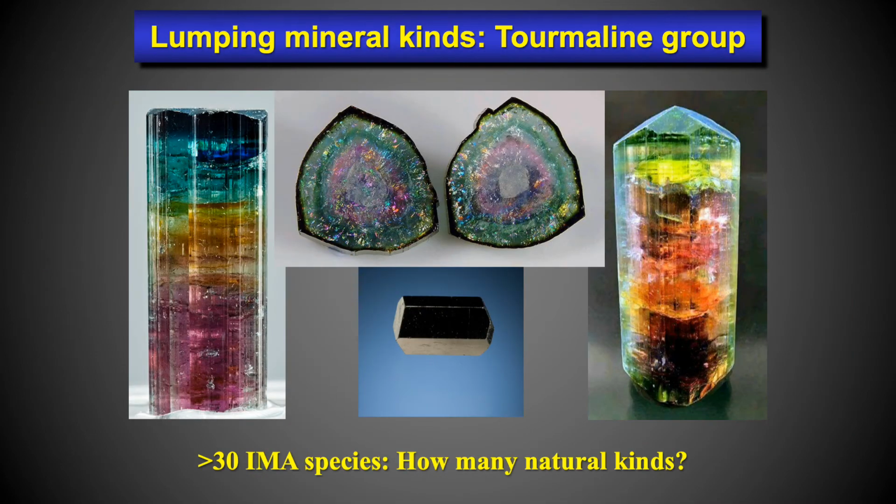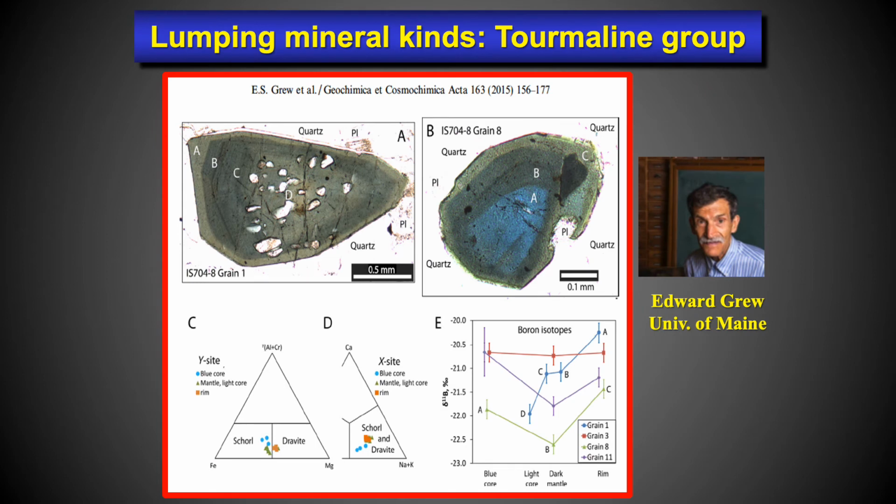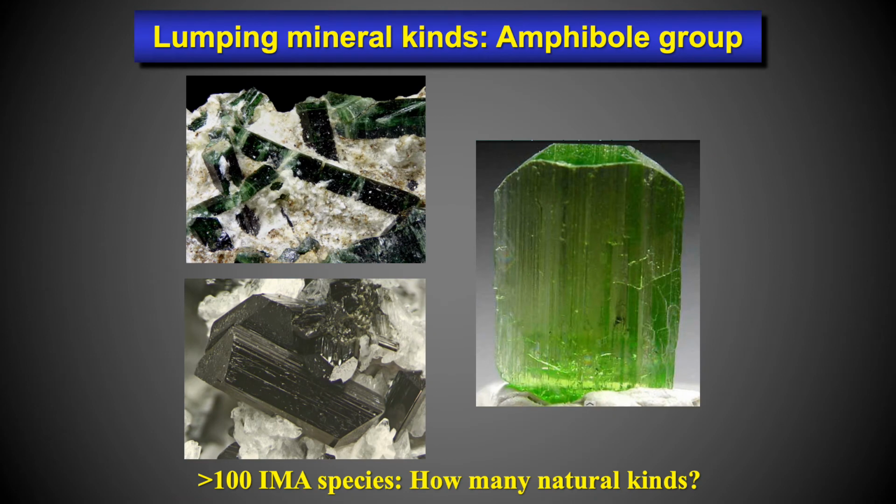On the other hand, IMA lists more than 30 species of tourmaline, but there certainly aren't 30 different ways that tourmaline forms. There aren't 30 different natural kinds, and this is exemplified by the fact that you have individual tourmaline crystals that are zoned where you may have 2 or more species in a single microscopic grain of tourmaline. And the same is true for many different minerals. There are over 100 different species of amphiboles recognized by the IMA, but certainly far fewer than that in terms of the number of natural kinds.